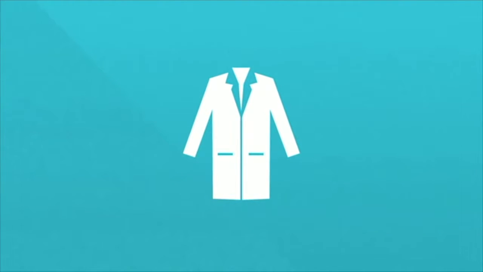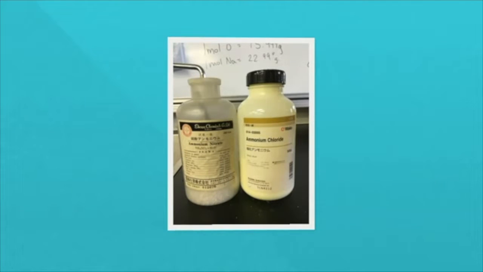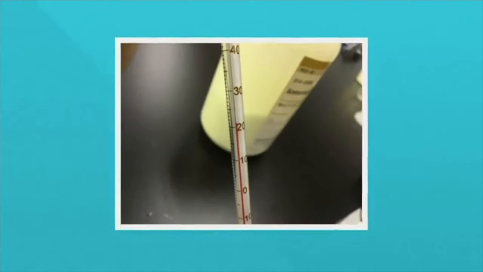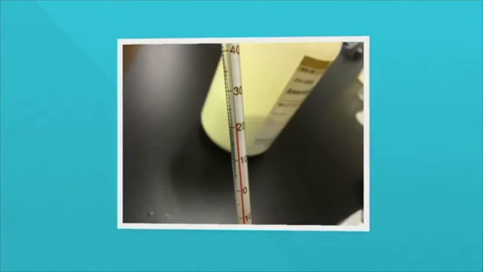I wanted to recreate this in the lab so that I could really see what is happening. To do so, I took my 2 chemicals that I would need, ammonium nitrate and ammonium chloride, and put them into a beaker that was filled with 80 milliliters of water. Before doing this, I took the temperature of the water without the chemicals and found it to be approximately 21 degrees.